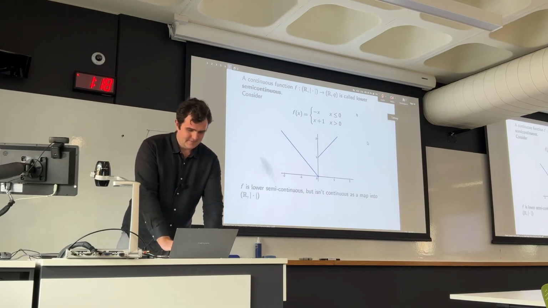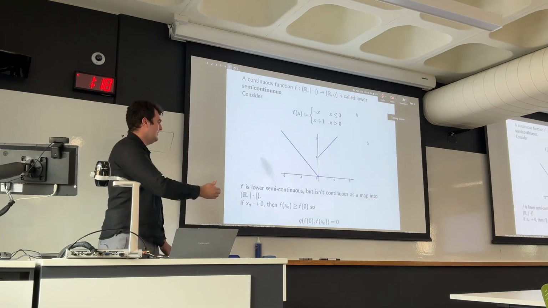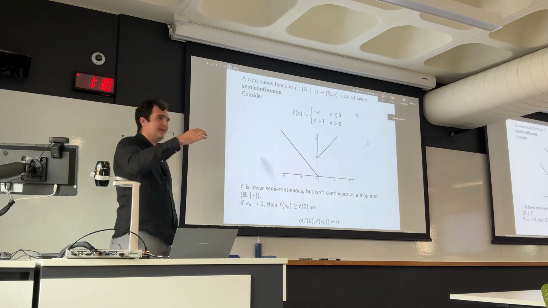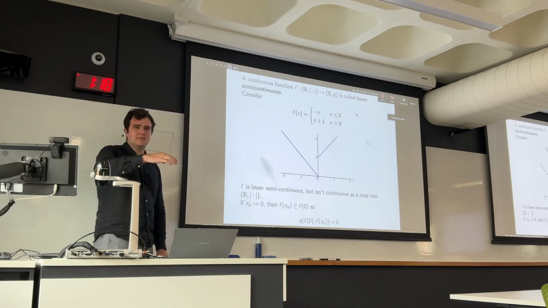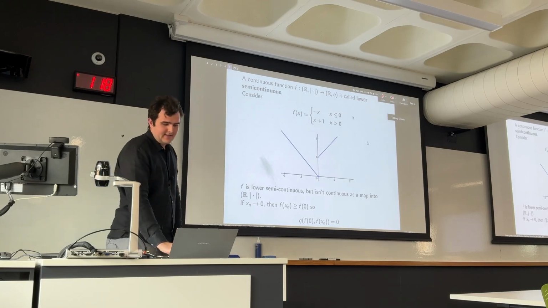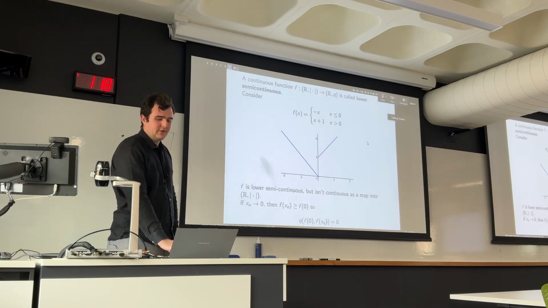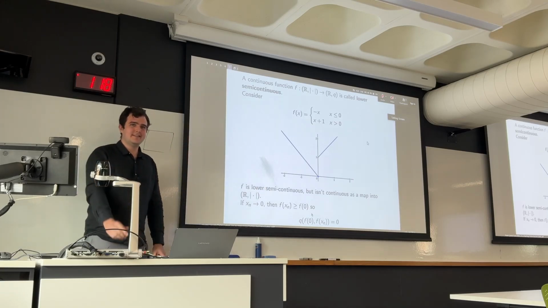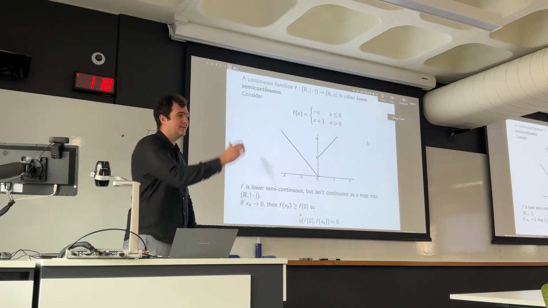Okay, yeah. So you can take any xn that goes to 0, and then as xn goes to 0, f of xn must be greater than or equal to f of 0. So you look at the distance between f of 0 and f of xn, because f of xn is bigger than f of 0, the distance is just equal to 0. So trivially, that distance tends to 0.